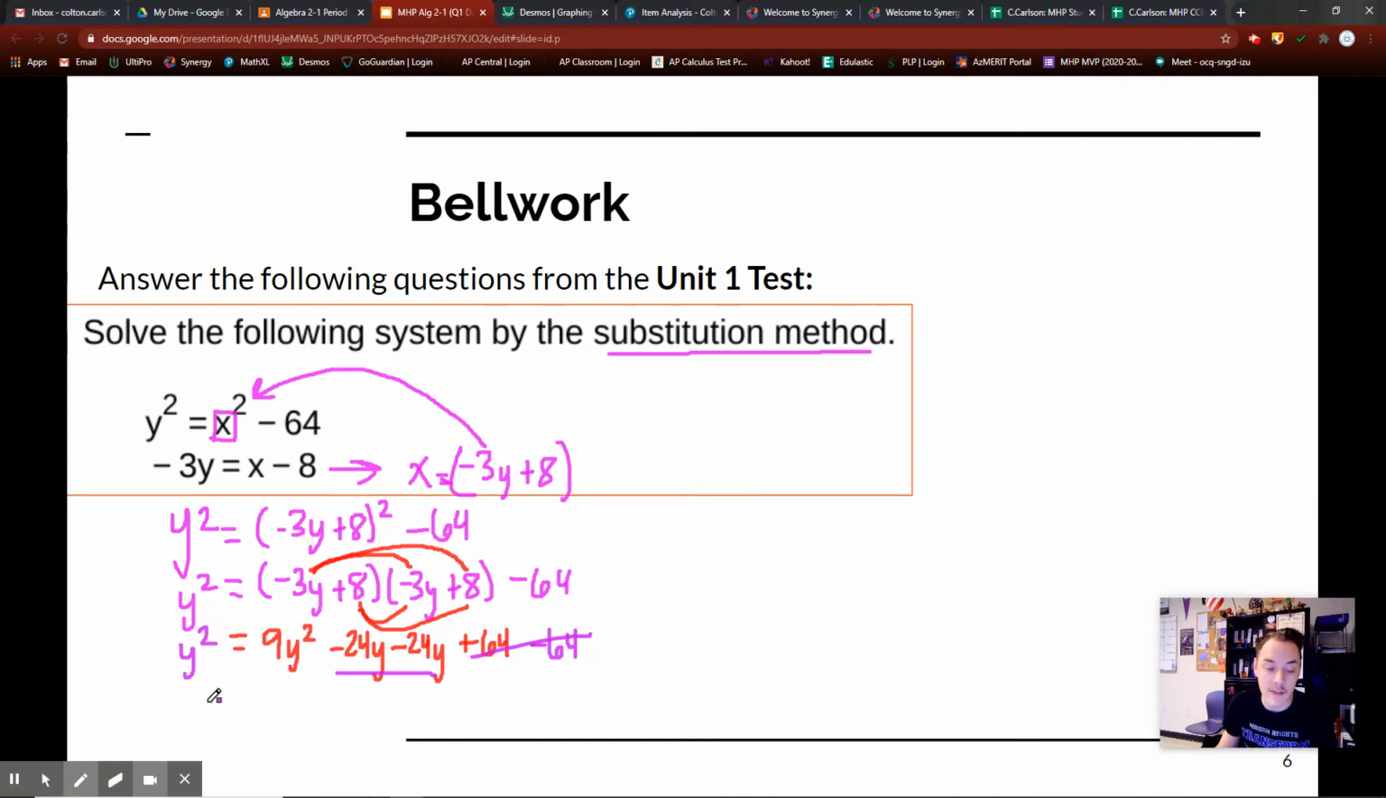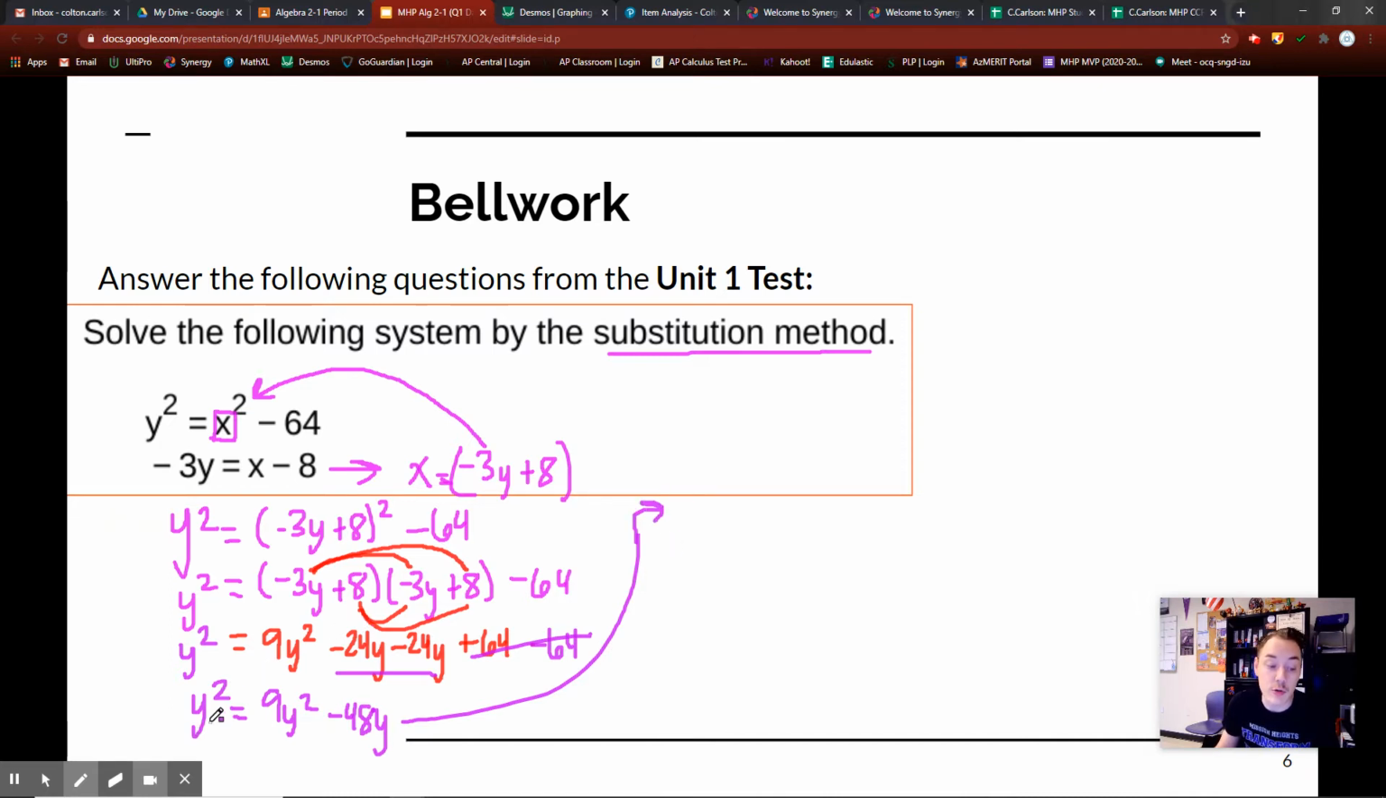So now, what do I have left down here at the bottom? I have y squared equals 9y squared minus 48y, and then the 64s do indeed go poof. Now, how do I do this? Well, there's a couple ways to do it. I'm going to want to combine. So actually, you know what? I'm just going to do it right here.